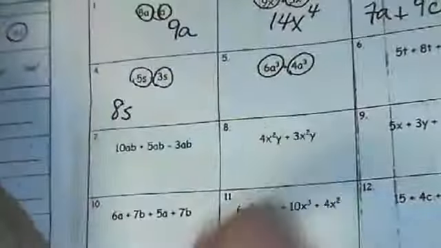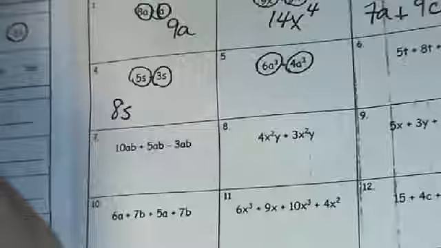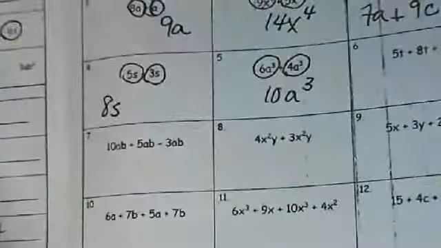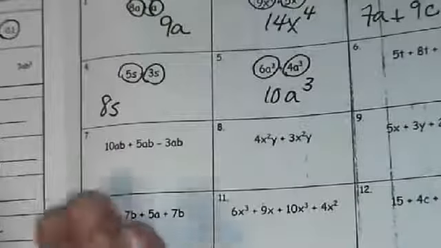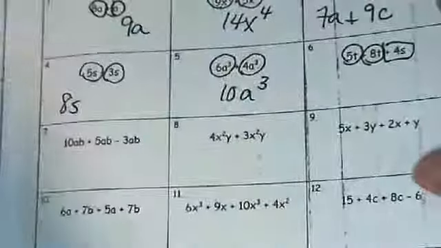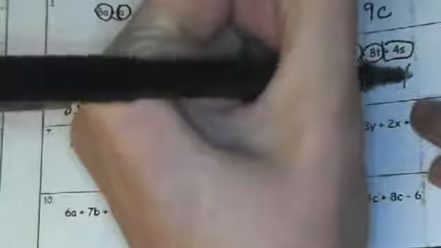Again, number 5, 6a to the 3rd and 4a to the 3rd. I can only combine them because they both have the same variable with the same power. So 6 plus 4 is 10a to the 3rd. And then 5t plus 8t is one set of terms, and then the plus 4s is the next set of terms. So 5 plus 8 is going to be 13t, and then 4s, and that's simplified.